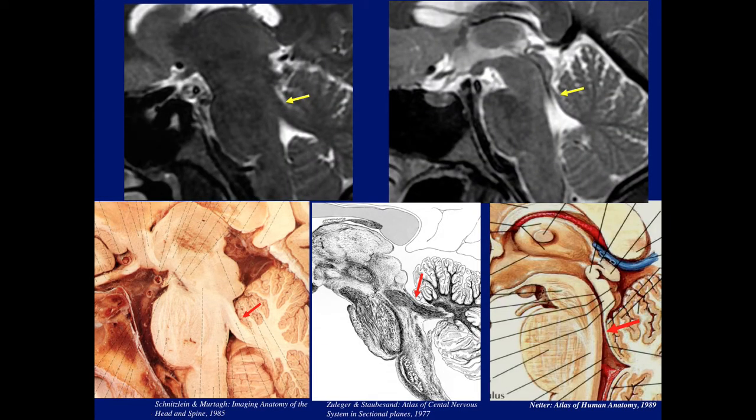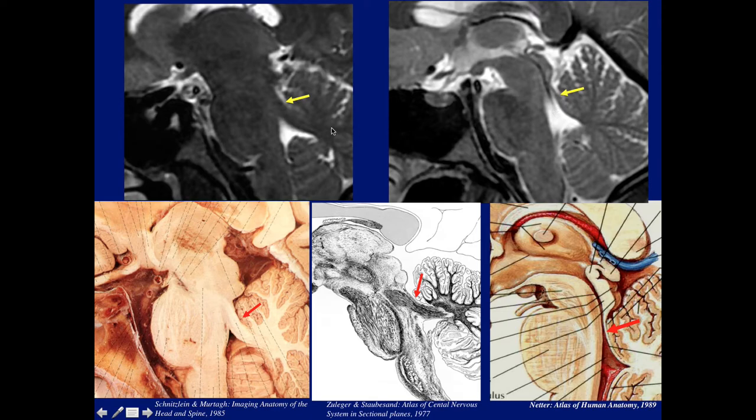We have to separate the superior cerebellar peduncle from the superior medullary velum, which is a very thin layer covering the roof of the fourth ventricle. You can see in this picture from Netter, here's the superior medullary velum right in the midline, and you can see on the T2 image the flow of CSF to the aqueduct here.